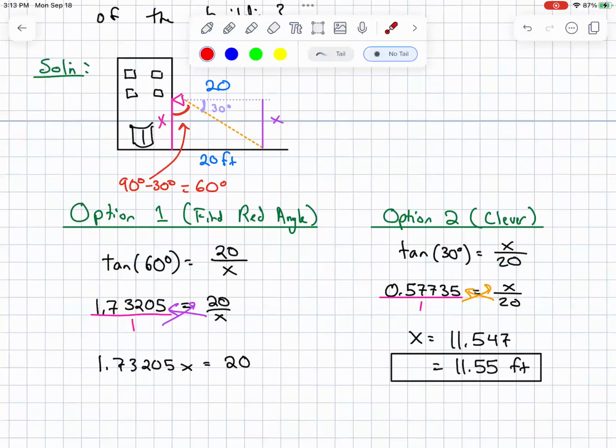And so to solve for x here, nothing too crazy. We're just going to have to undo that multiplication by 1.73205, so we'll divide by that number. And I know it's a nasty looking number, right? But we still got to deal with them in real life. We got to deal with nasty numbers every once in a while.